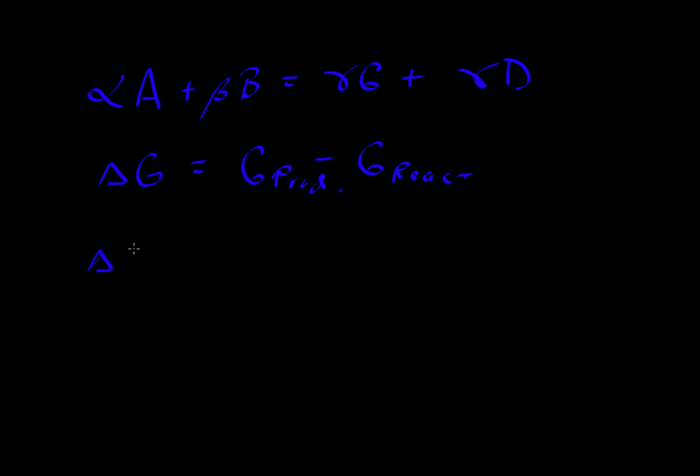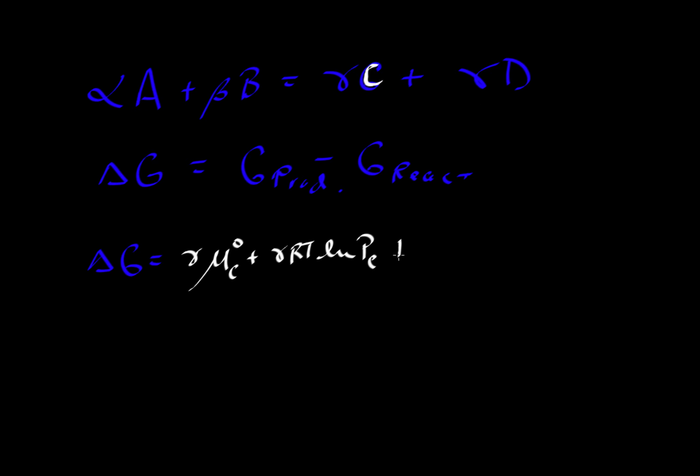So delta G would be equal to this. We'll start with the products. If we have gamma amounts of C, then the chemical potential of that would be gamma mu C for the pure stuff, plus gamma times whatever the correction is, RT ln multiplied by the partial pressure of C.